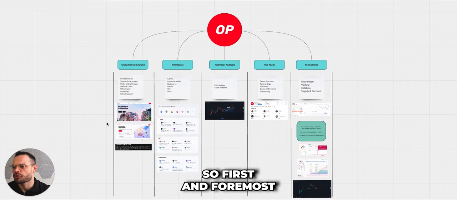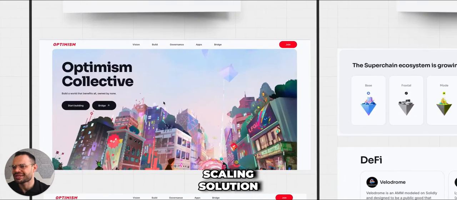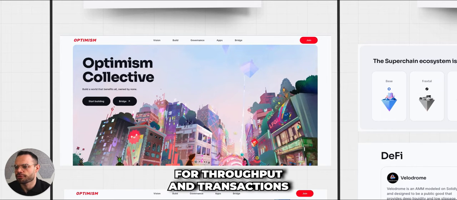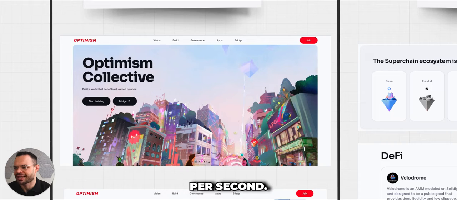So first and foremost, what is Optimism? Well, Optimism is a layer 2 scaling solution built for the Ethereum network. We know that these legacy Layer 1 blockchains like Ethereum and Bitcoin are not highly optimized for throughput and transactions per second. And so we have seen, and continue to see, the rise of these Layer 2 solutions like Optimism, and other scaling solutions like Base and Polygon, or others that you might be familiar with.